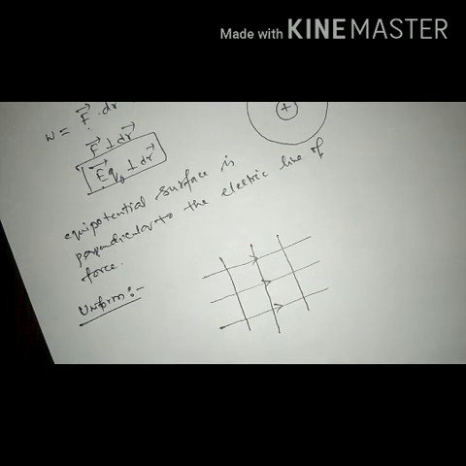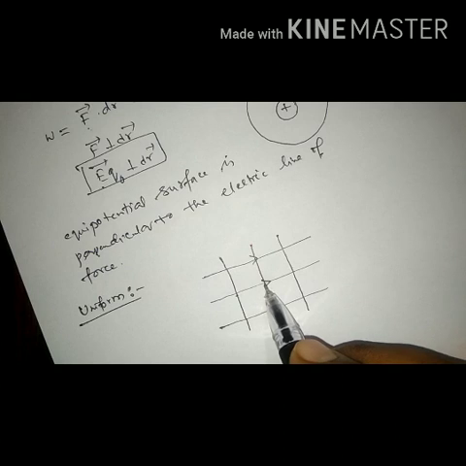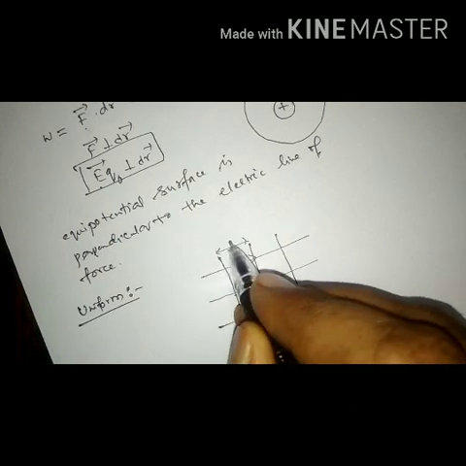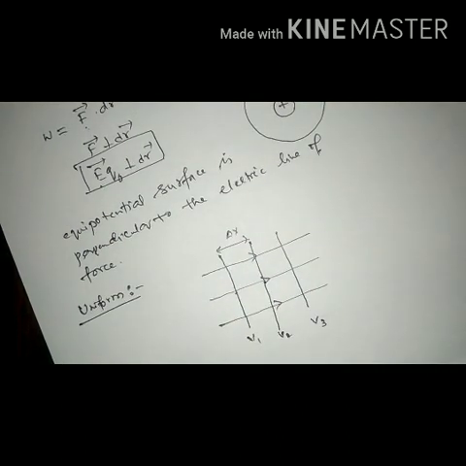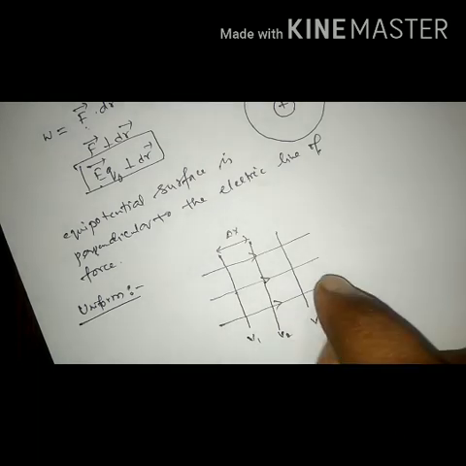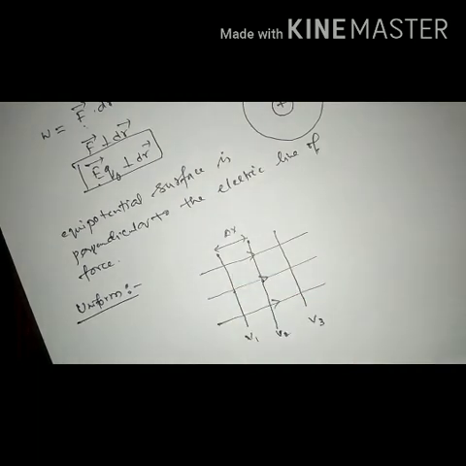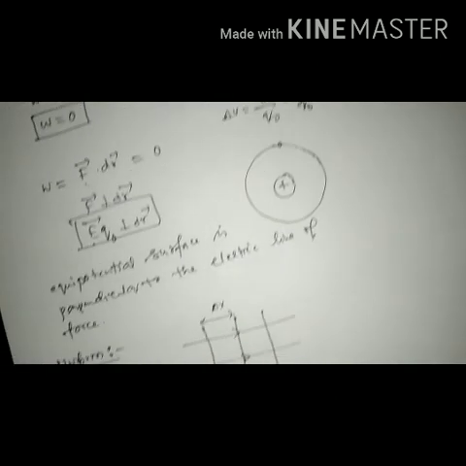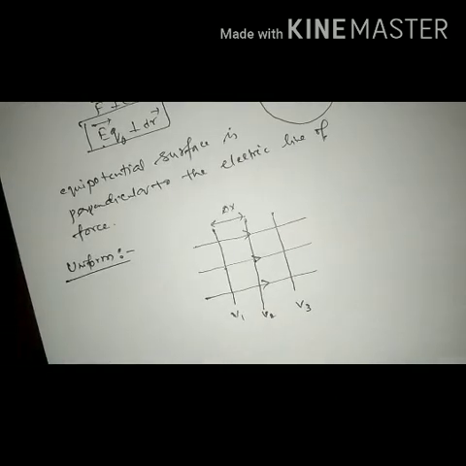Here you are moving from one equipotential surface to another equipotential surface. Let us consider this is V1, this is V2 and this is V3, and the surfaces are separated by a distance of delta x. In the next topic we are going to derive a relation between electric field intensity and potential difference. Perpendicular to this, like this you can consider any of the charges. For all these charges, the lines of force are perpendicular to the equipotential surface.